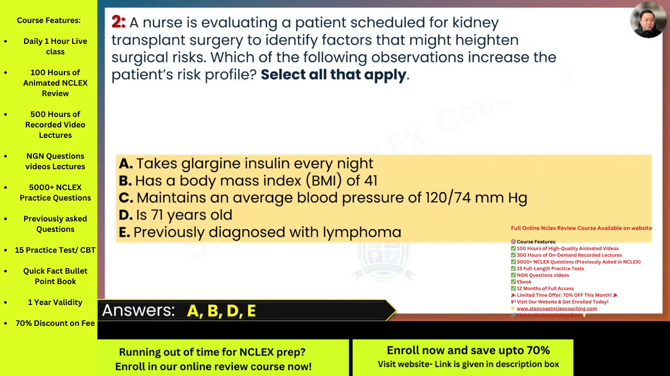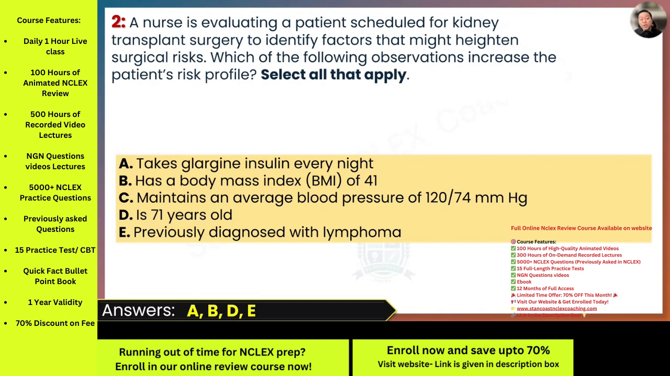Now, what about letter C? It's quite obvious with this blood pressure of 120/74, which is considered as the main average for this scenario. Well, this is going to be normal. It supports healthy kidney function and surgical outcomes, and it does not increase surgical risk. And so this patient's blood pressure does not pose a concern for transplant surgery.